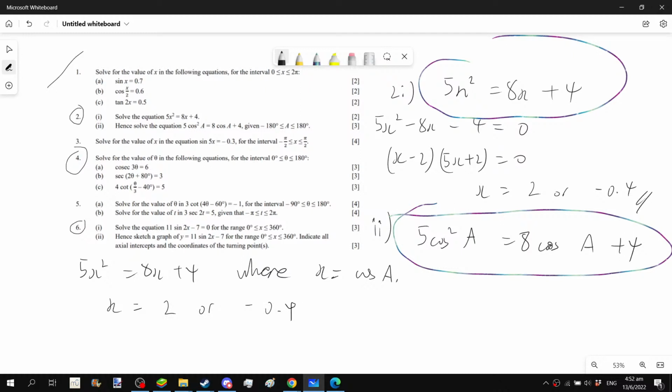Problem is, we know cosine A has an amplitude of 1. In other words, it's between positive 1 and negative 1. And so x equals 2 should be impossible. And so we will only accept negative 0.4. Like this.